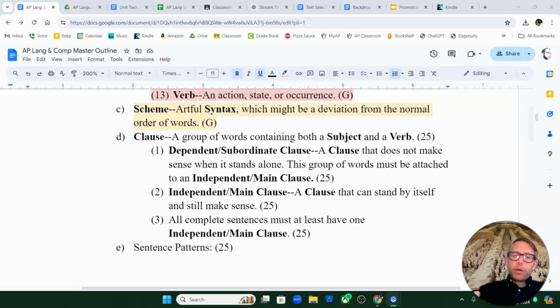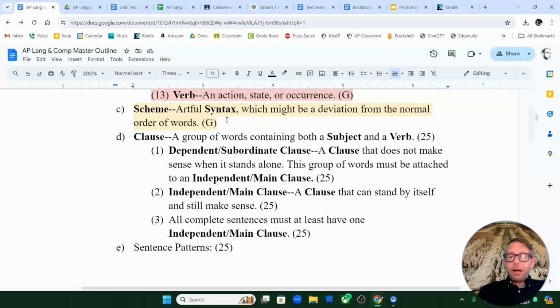We're getting a little bit more into, okay, well, what does syntax actually entail? And you kind of see that up here with that first term that we're taking a look at, which is, of course, one of the titles of the lesson, scheme. What do we mean when we say scheme? Well, we're not scheming something in the traditional fashion. It is artful syntax, which might be a deviation from the normal order of words. So anytime that an author is assembling words in a unique and interesting pattern, particularly one that might be very unique to them personally and outside of the normal expectations of language.